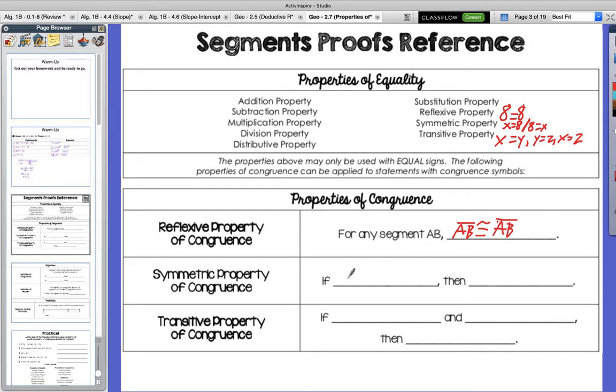Same idea with symmetric property. We can have the property of equality or congruence. Once again, I'm really not going to be concerned whether or not you say the of equality or of congruence on these, okay? So we can have segment AB is congruent to segment CD. Well, then also, we have segment CD is congruent to segment AB.